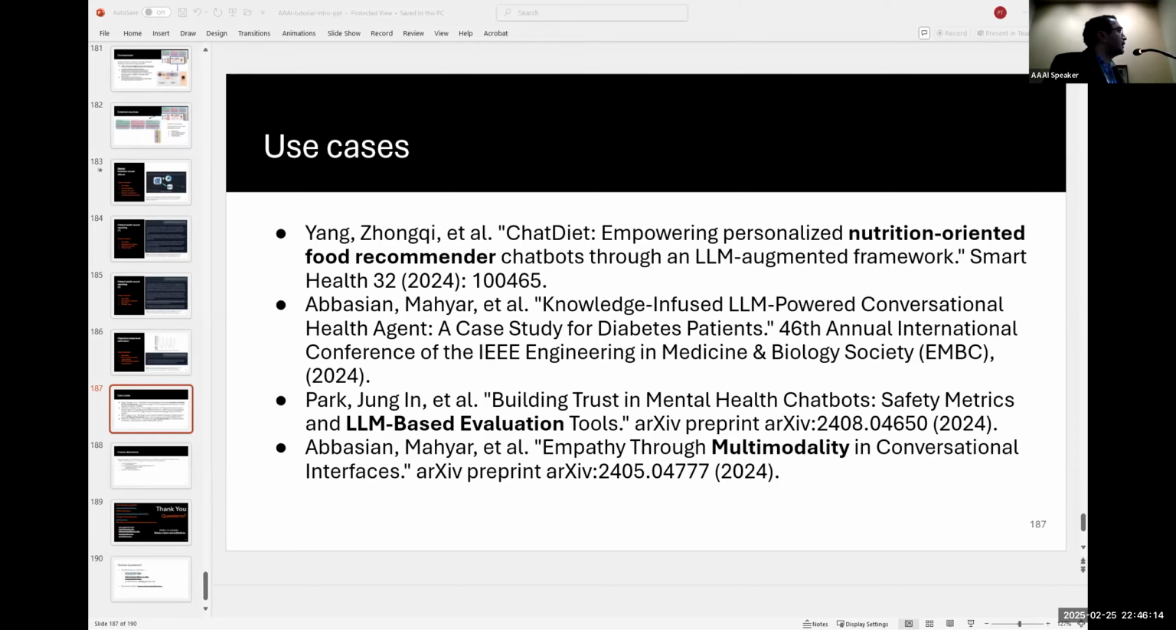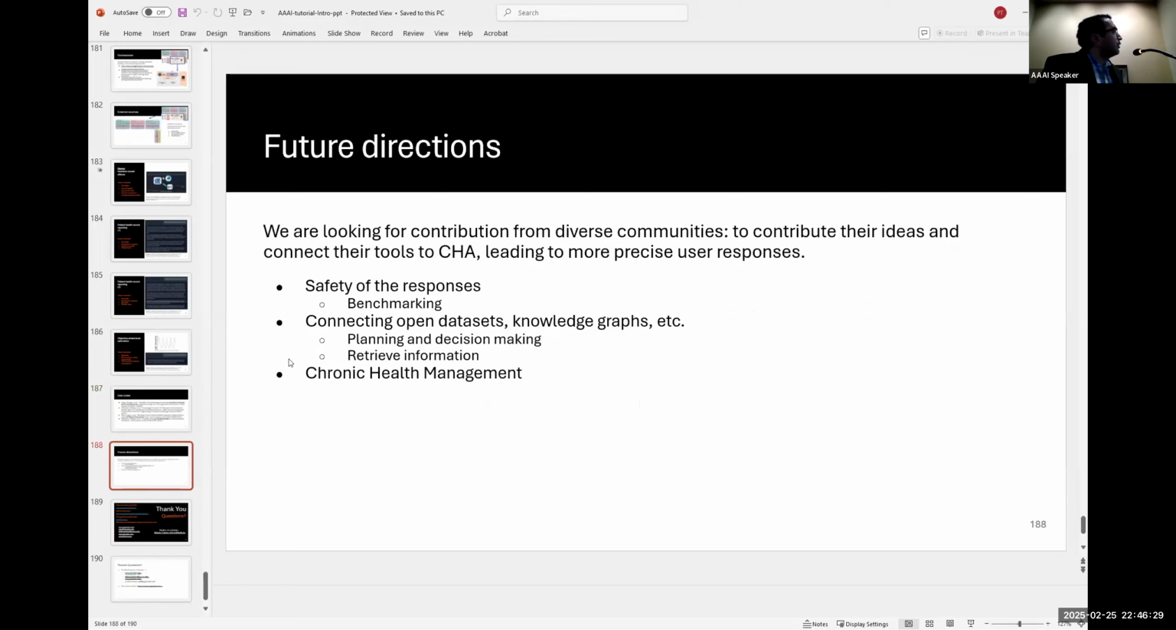These are some use cases that this chatbot is used in. So the future direction could be working on safety of the responses, connecting more external sources like data sets and knowledge graphs, and finally, chronic health management.